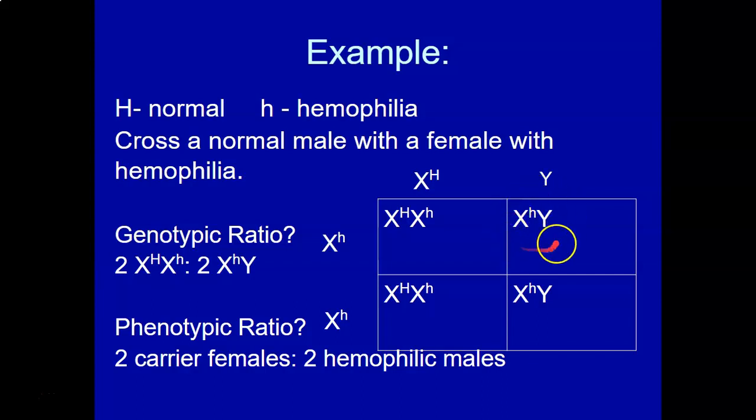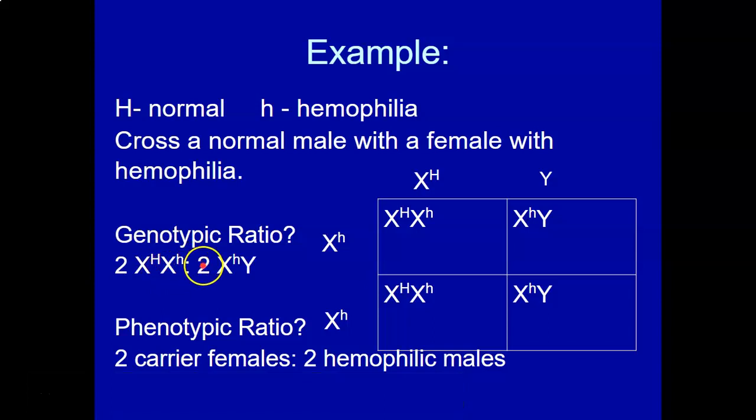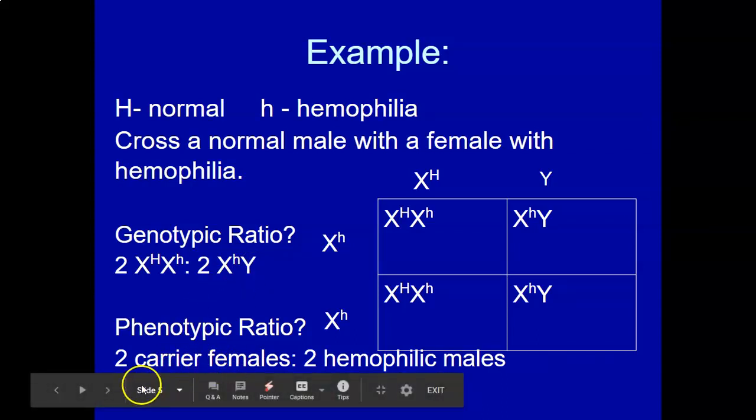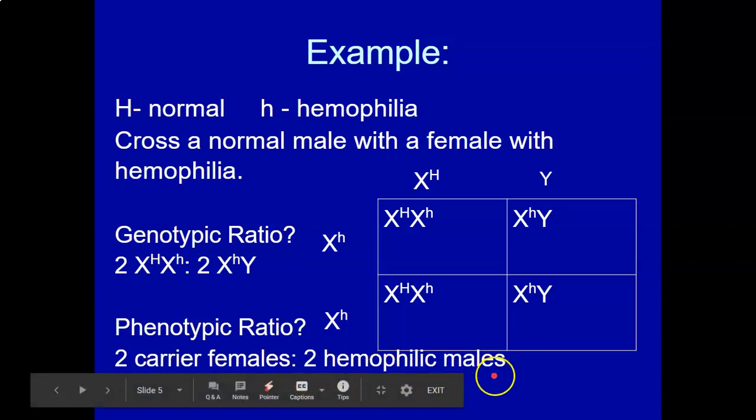This male would have hemophilia, so you go up to the top: lowercase, he's recessive, hemophilia. This female, again, is healthy but a carrier. And here's a hemophilic male again. Your genotypic ratio would be 2 X^H X^h to 2 X^h Y. The phenotypic ratio would be 2 female carriers. You could even say 2 healthy females, but they're carriers. You've got to say they're carriers because it's a disease. And then 2 hemophilic males.